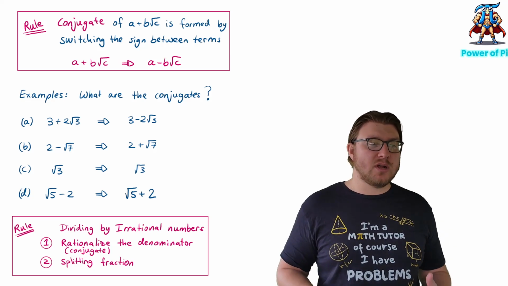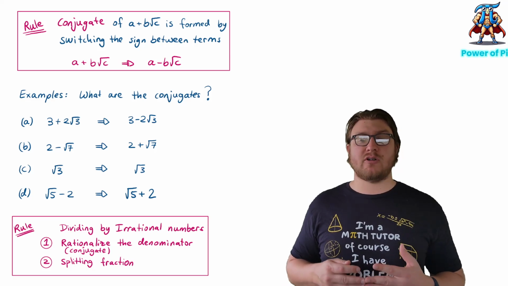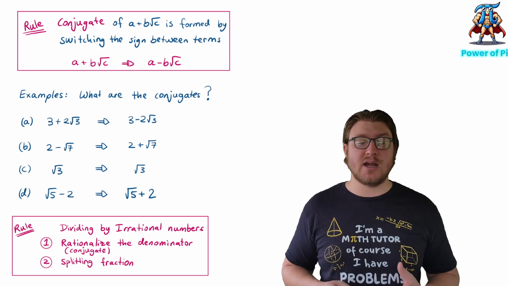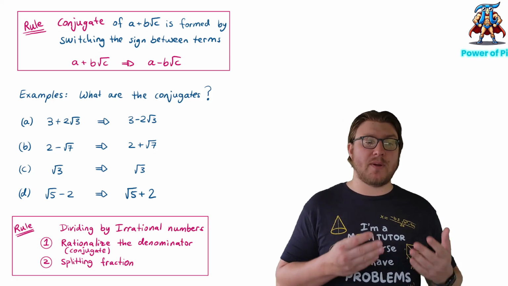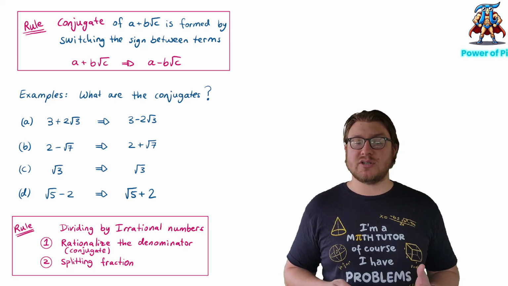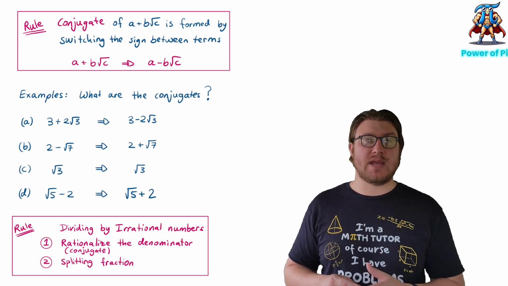So our last rule is going to be dividing by an irrational number. We'll need to follow 2 steps. We first have to rationalize the denominator, which means we multiply the top and the bottom by our conjugate. Then we're splitting our fraction so that we get the form a square root of b plus c.